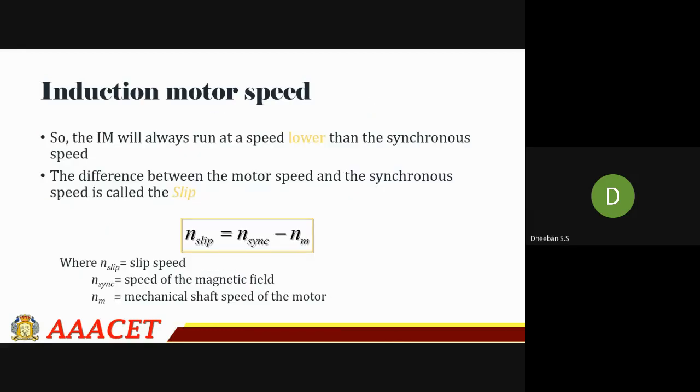So then, how can you find the induction motor speed? The induction motor speed will always be less than the synchronous speed, as I have said, and the difference between the two speeds is given as the slip speed. The speed of the magnetic field is Nm, and the mechanical shaft speed is nothing but the synchronous speed.